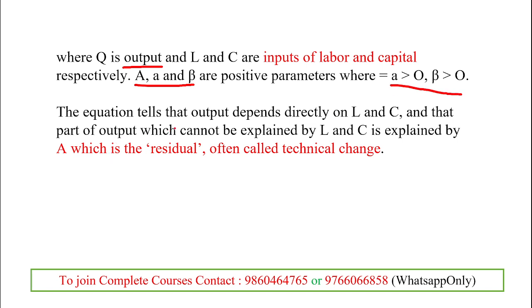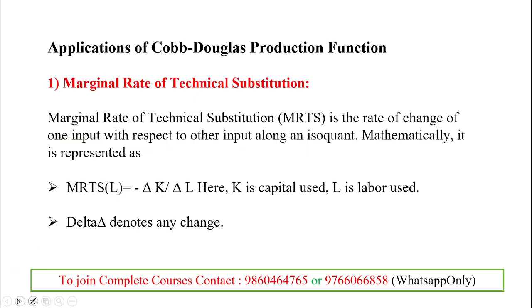The equation depends directly on L and C. So any change in L and C will also cause a change in the output. And that part of output which cannot be explained by L and C is explained by A. That is the residual, and it is also called technical change. It's also a question.